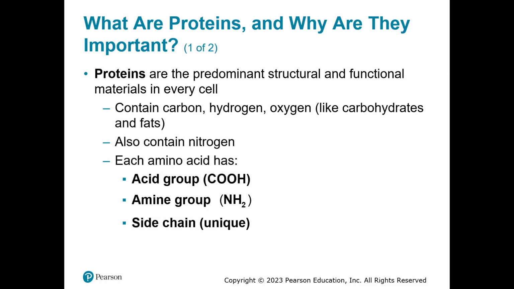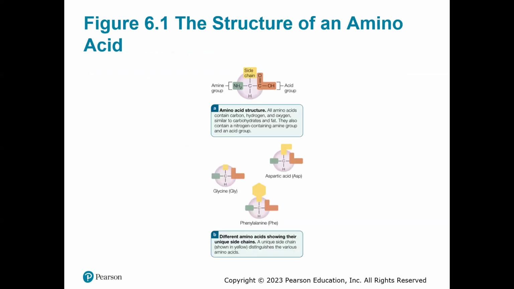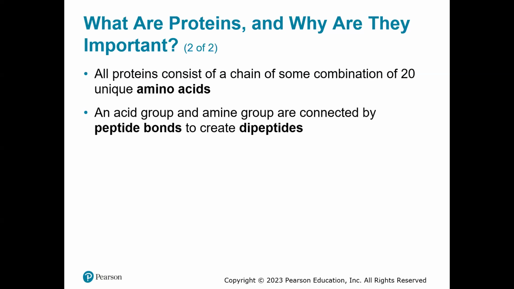So every amino acid has the acid and the amine groups, and then each one of them will have a different side chain. So here's sort of what that looks like in kind of diagram form. You can see the difference, the yellow thing, excuse me, my bad, is what makes each of these different, the side chain there. All right. So like I said, all proteins consist of a chain of some combination of our 20 different amino acids. So there's 20 building blocks to build all of these proteins.